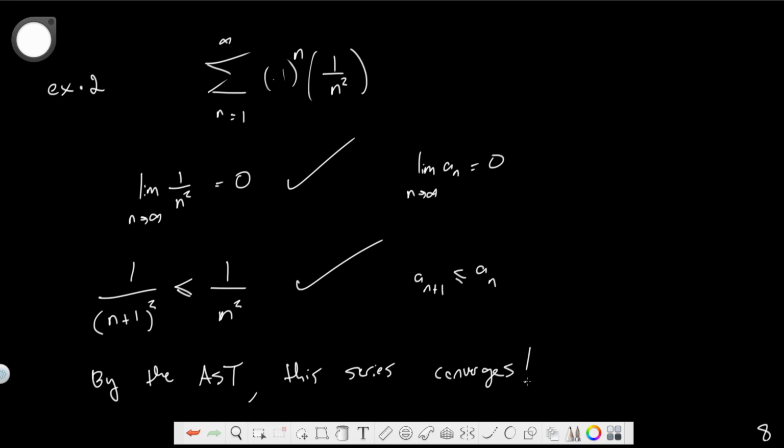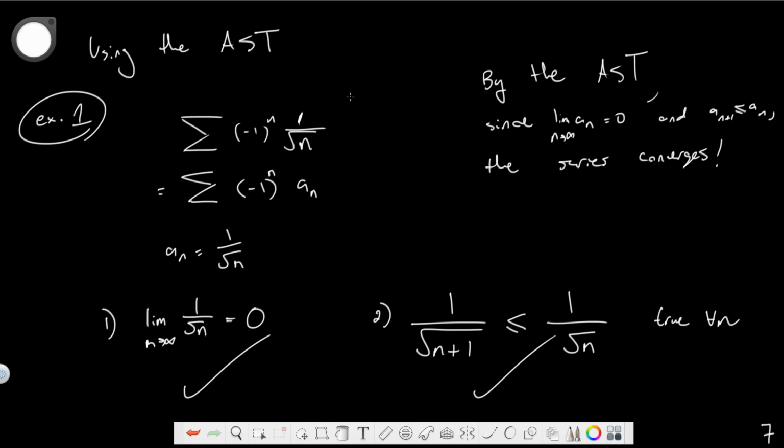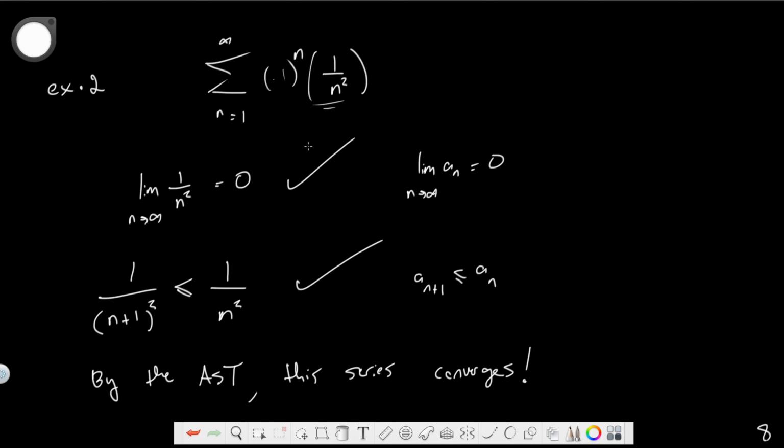Very easy test to use, but it only works for alternating series. Notice that my a sub n here, 1 over n squared, converges by the p-series test. In my previous example, 1 over the square root of n diverges. We know it through the p-series test. So the alternating series test only tells us if the alternating series converges. It doesn't necessarily tell us that the series without the negative 1 to the n converges. So be very careful. This beautiful, very easy to use test only works for alternating series.